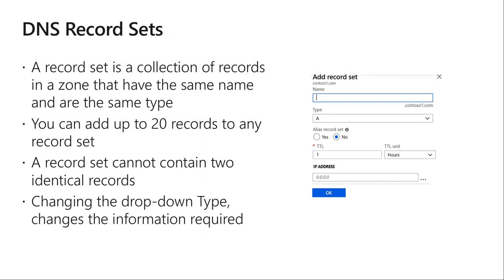DNS record sets. Again, it's important to understand the difference between a DNS record set and individual DNS records. A record set is a collection of records in a zone which have the same name and are the same type. You can add up to 20 records to any record set. A record set cannot contain two identical records. Empty record sets can be created but do not appear on the Azure DNS name servers. Record sets of the type CNAME can contain one record at most. The add record set page will change depending on the type of record you select.